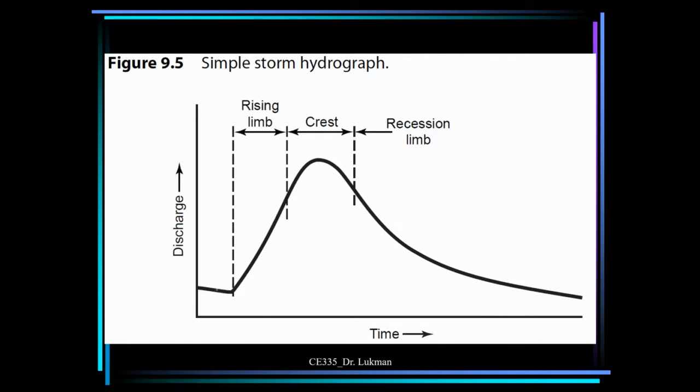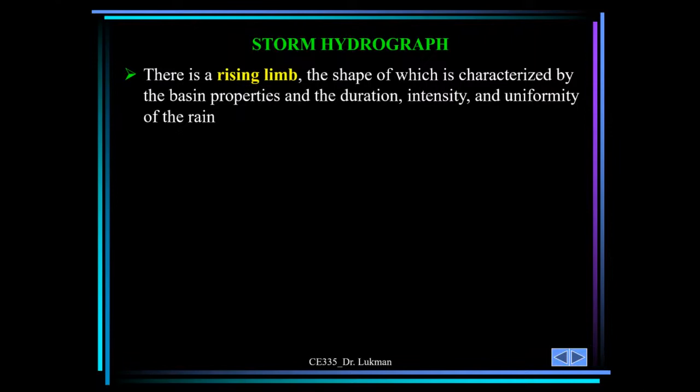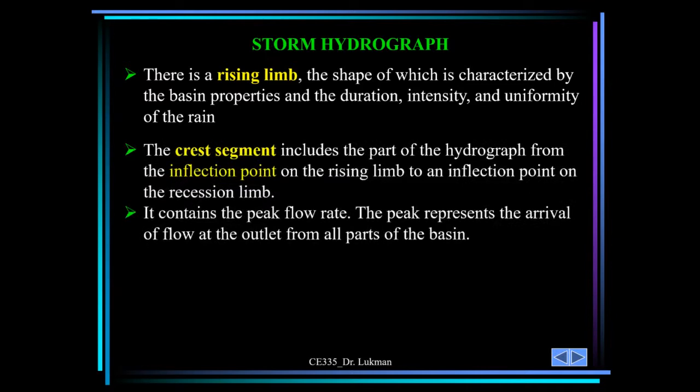And the simple storm hydrograph is this: you have discharge versus time. So you have the rising limb, you have the crest, and the recession limb. We will explain each of these regions. The rising limb: the shape of the rising limb is characterized by the basin properties and the duration, intensity, and uniformity of the rain. All these characterize the rising limb.